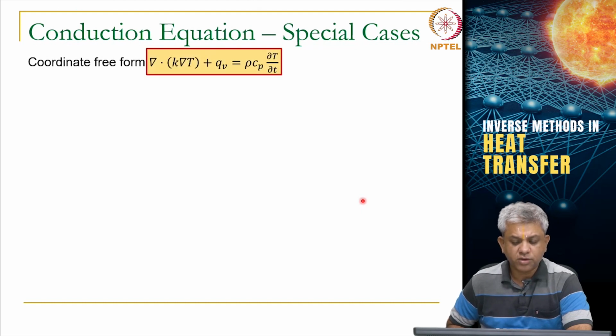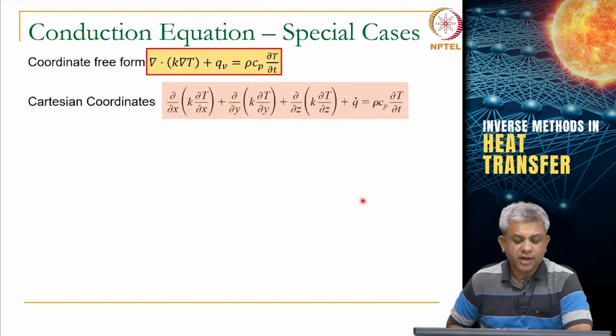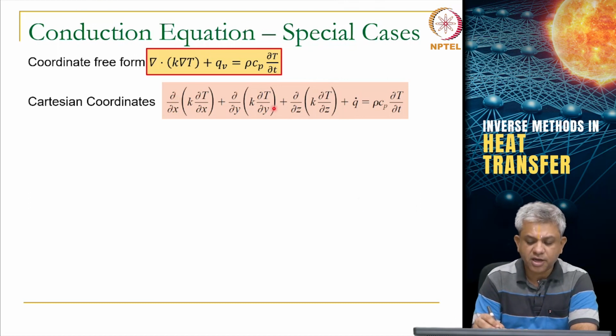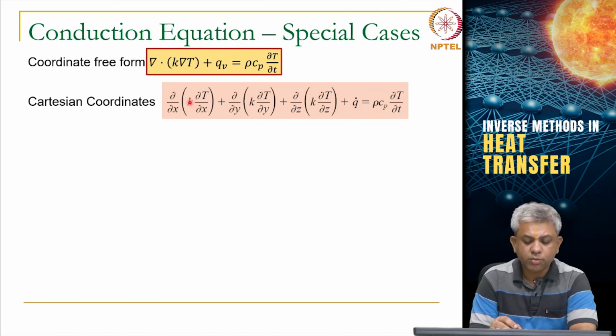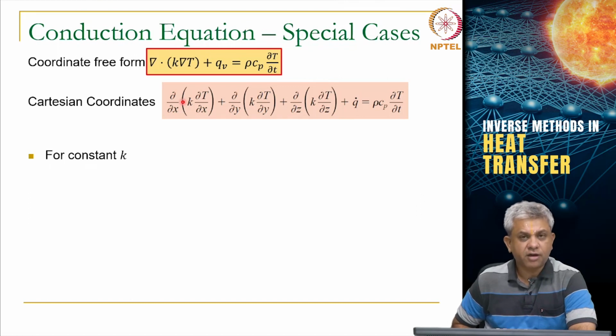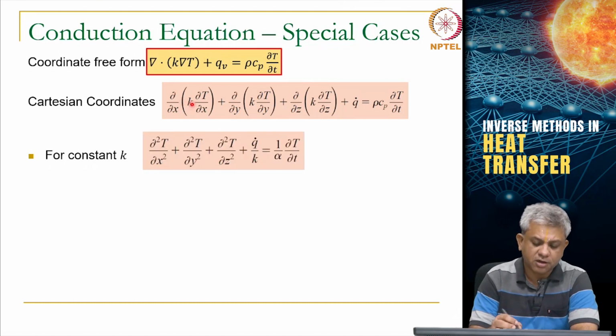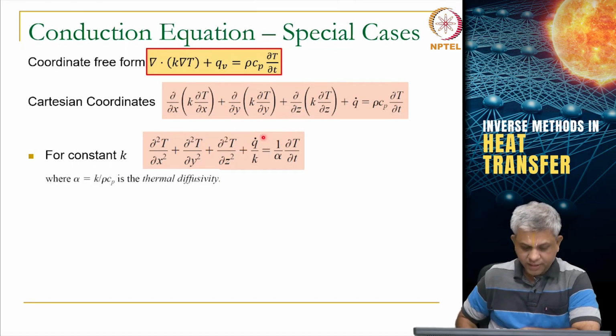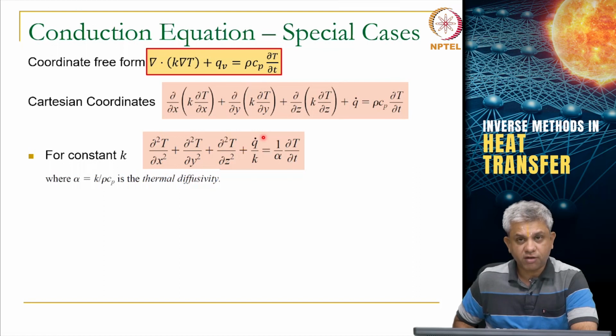As written above, this is the general form of the equation. In Cartesian coordinates in 3D, you can simply write this as del by del x of k del T del x plus del by del y of k del T del y, and so on. Why is k still here? k is still here because k could be a function of temperature, and temperature itself is a function of x. That is a possibility that can often happen. For constant k, you can just take k out of the equation and you get q dot by k, and a 1 by alpha on the right hand side, where alpha is the thermal diffusivity of the material.